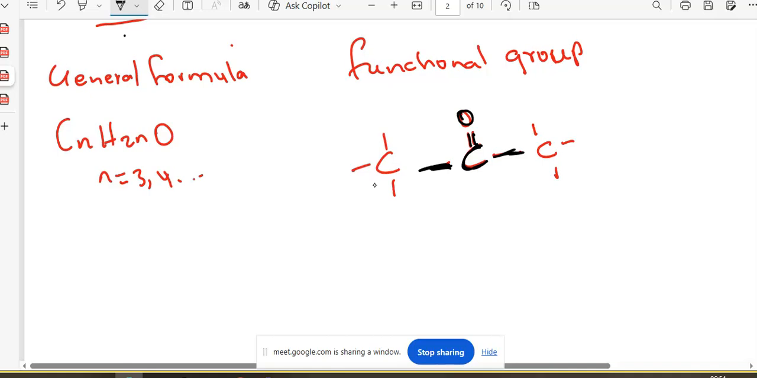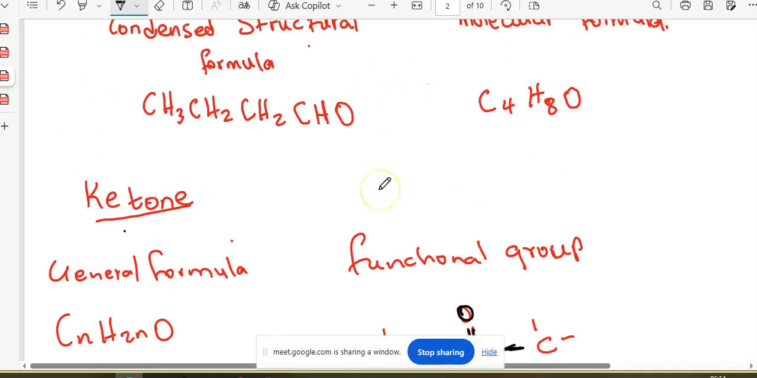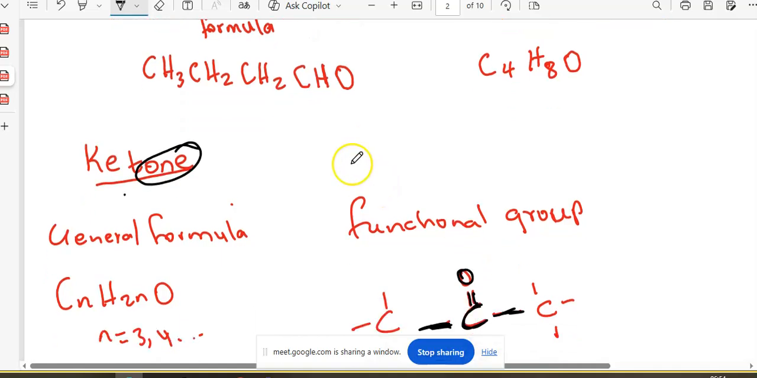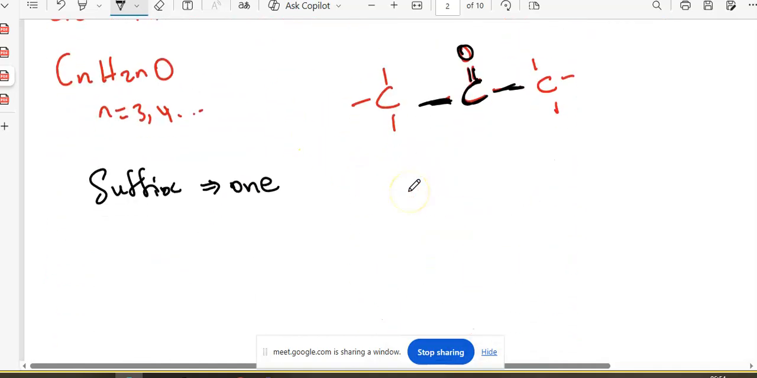Are you still with me on that? Yes. So now, what will be the suffix, the ending of a ketone? The suffix of the ketone will be -one, from that word ketone. That's the suffix. So now that you understand the suffix, we can do one drawing and maybe try the IUPAC naming.